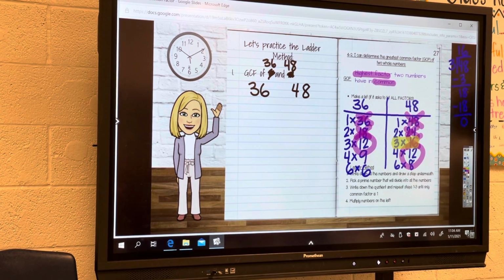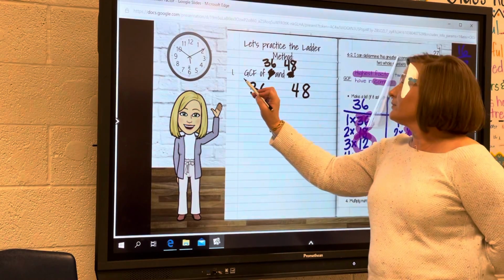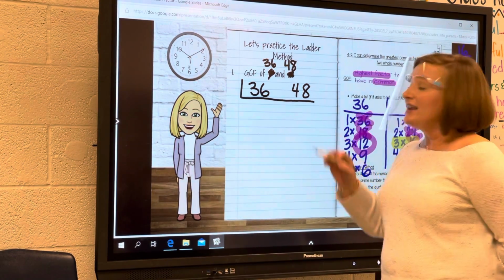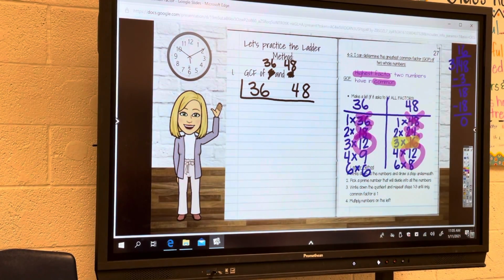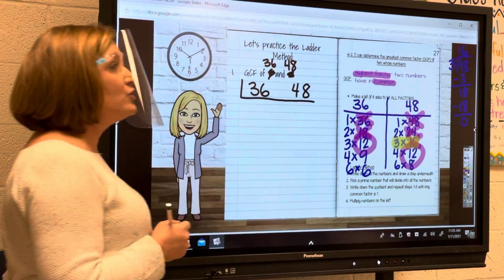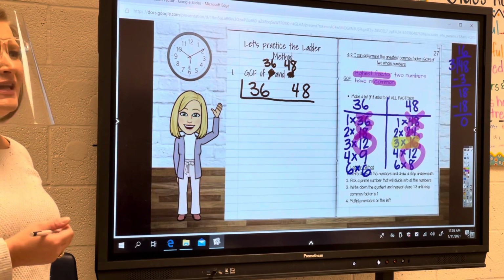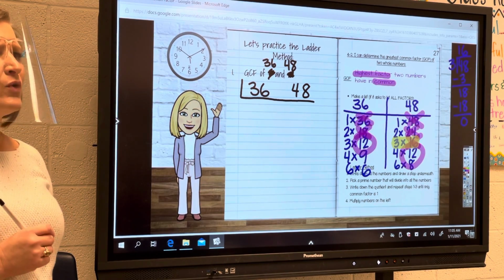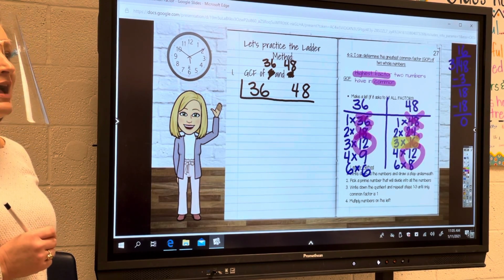The first step says to write the numbers down and draw a step. That is what a step looks like. It's an upside down division sign. Okay? Now pick a prime number that we can divide both of those numbers by. Pick any number. What can I divide 36 and 48 by? 3.